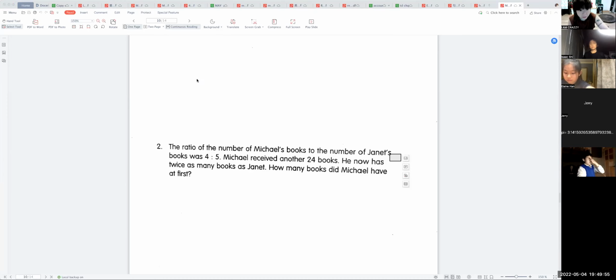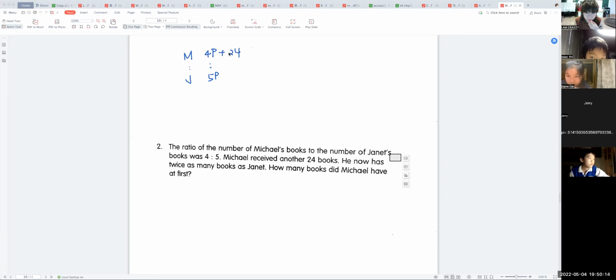Okay, so everybody, let's take a look at this one. The ratio of the number of Michael's books and the number of Janet's books is 4 to 5. So Michael to Janet, 4 to 5, right? Michael received another 24 books. Since we're calculating this one, I'm going to just do plus 24. He now has twice as many books as Janet. Does Janet receive anything? No, so it's 4p plus 24 equals 2 times 5p, correct?